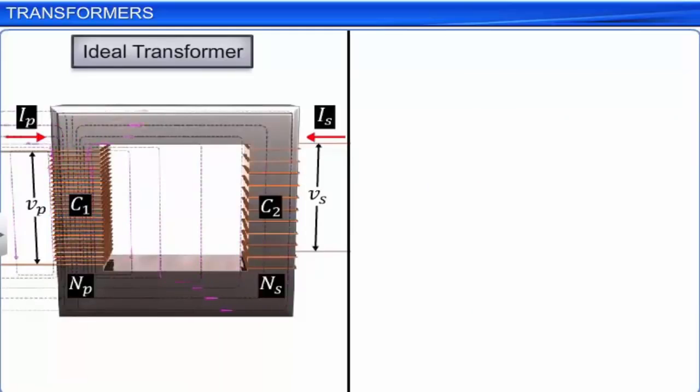Then, due to mutual induction, the induced EMF or voltage in the secondary coil ES is directly proportional to the number of turns Ns in it. Then, according to the principle of mutual induction, the EMF ES is equal to minus Ns into d phi by dt, where d phi by dt is the rate of change of the magnetic flux linked with the secondary coil. The minus sign is in accordance with Lenz's law.